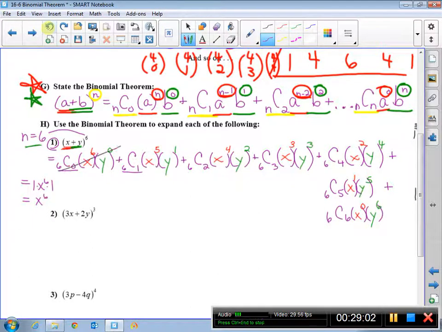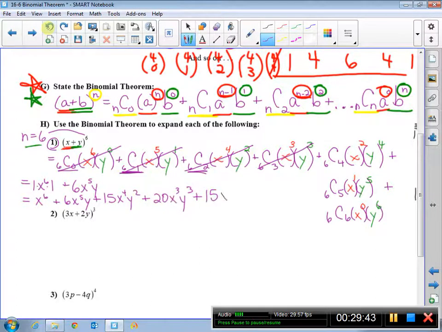That's done. My next term is 6 choose 1. Pascal's triangle, it's the next item. It's 6, x to the 5th, y, and I'm done. Next term, 6 choose 2. These aren't as tough. Plus 15, x to the 4th, y squared. Done. Plus 6 choose 3. It's 20. x to the 3rd, y to the 3rd. Done. Isn't this fun?